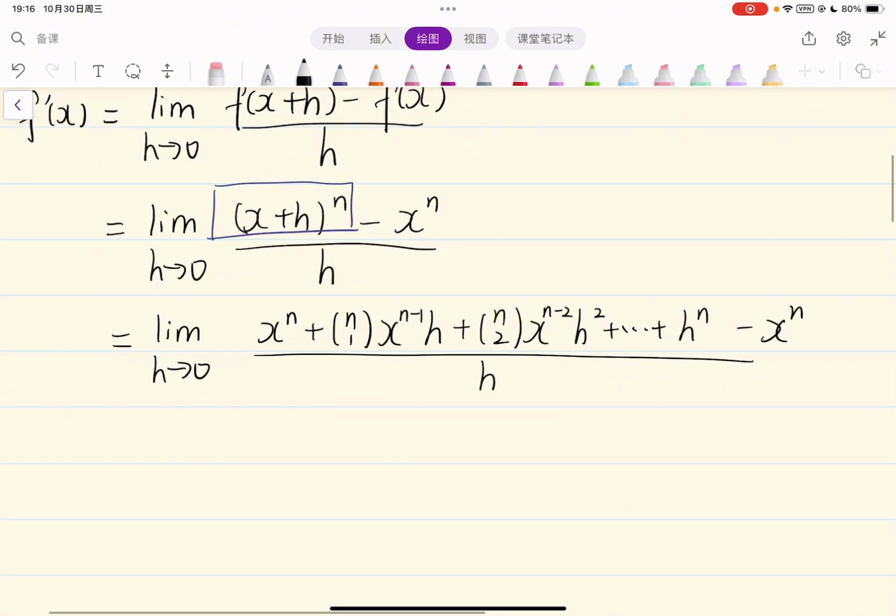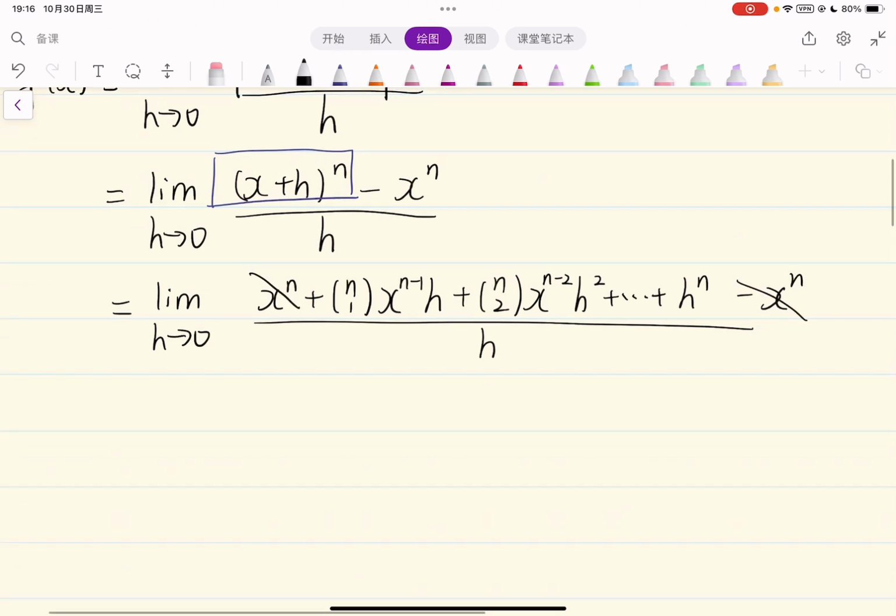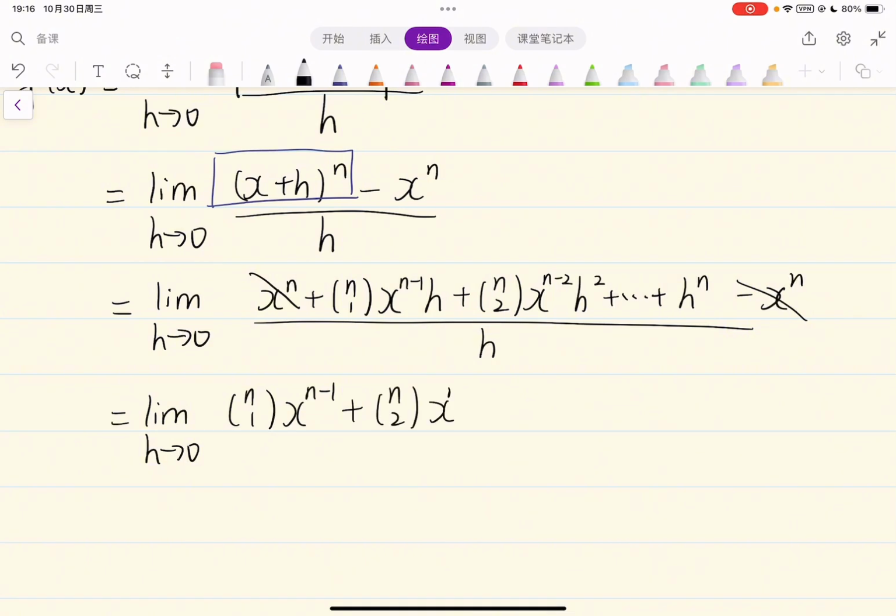Now we can see that we can cancel x to the power of n, and then you need to divide by h. So what we have is the limit as h tends to 0 of n choose 1 x to the power of n minus 1 plus n choose 2 x to the power of n minus 2 h plus so on plus h to the power of n minus 1.